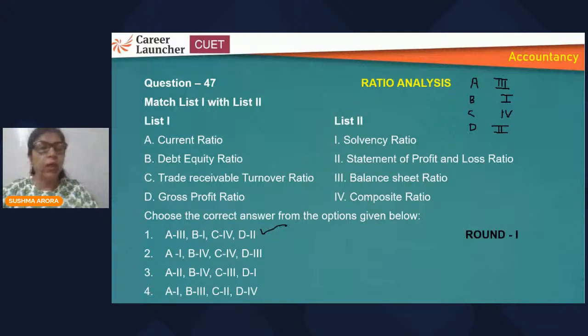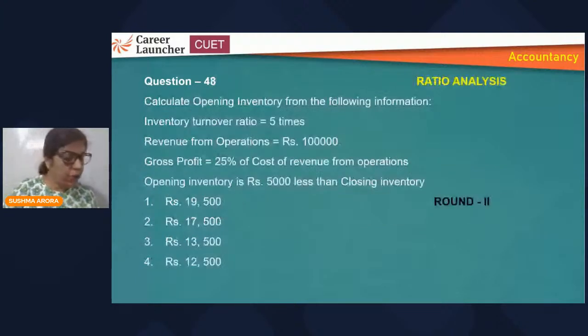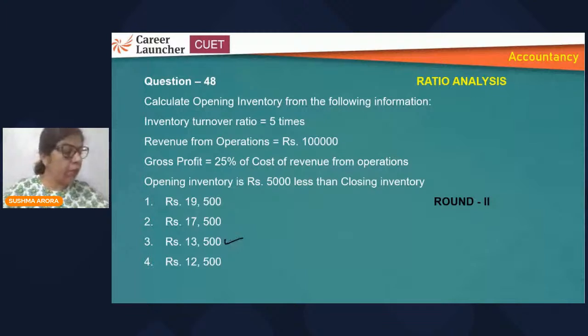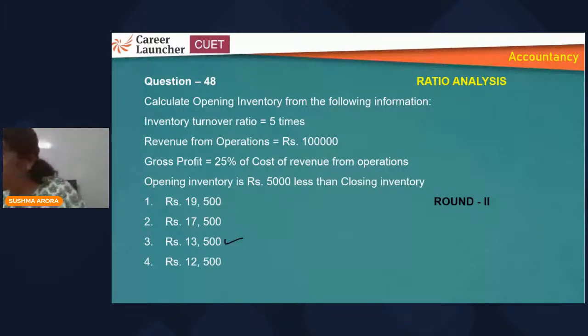Now 48th question. Very good question. See, inventory turnover ratio is 5 times, RFO 1 lakh, GP 25% of Corfo, opening inventory is 5,000 less than the closing inventory. Our answer will be 13,500. Answer will be 13,500. Okay, how to do it? Yes, the doubt. See, how to do it. See, 25% of Corfo, but Corfo is not given. Okay, so what to do?